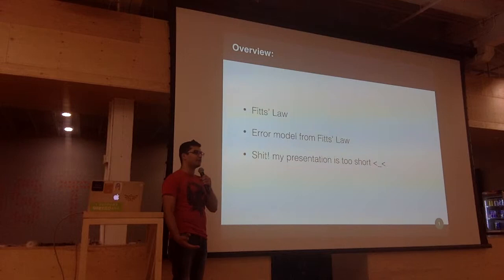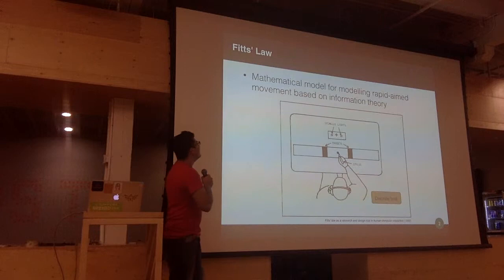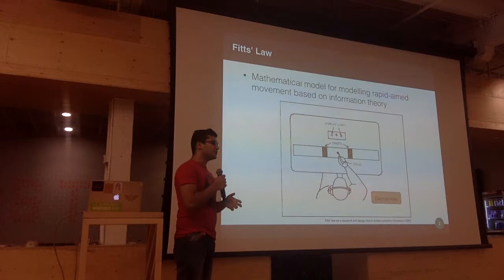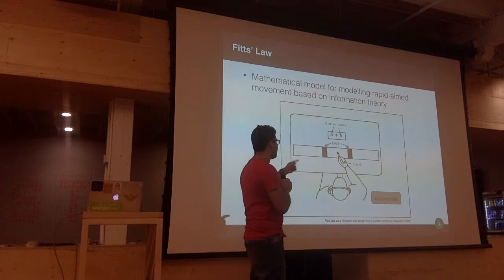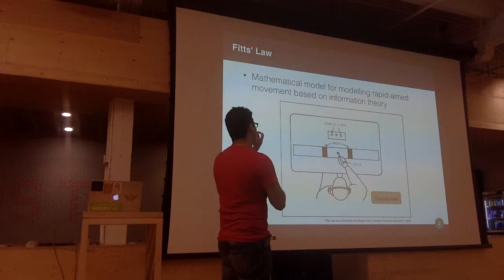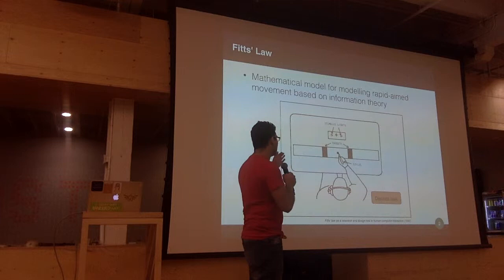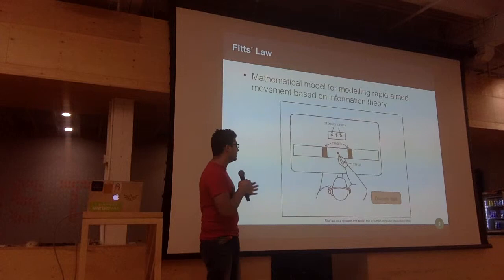So what is Fitts' law? Fitts' law, to put it simply, is a mathematical model for rapid aimed movements. It's a really simple mathematical construct for moving from point A to point B. Say for any discrete task, you have a stylus and two stimulus lights, and the user has to click on a target based on which light is on. What Fitts' law gives us is a mathematical model of how long the user will take to move between the targets, based on the target width and the amplitude of movement.